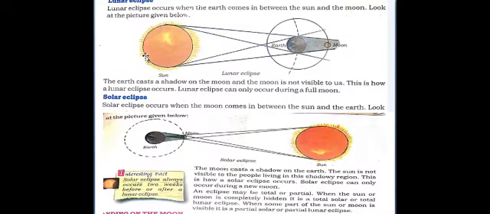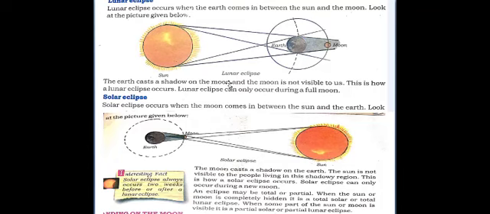So here in our book, lunar eclipse is written as: a lunar eclipse occurs when the earth comes in between the sun and the moon. And look at the picture given below. We already observed that. The earth creates a shadow on the moon, and the moon is not visible to us. Obviously, as the moon is in this zone, the shadow of the earth falls directly on the moon. This is how a lunar eclipse occurs, and a lunar eclipse can only occur during a full moon. You must remember that a lunar eclipse can only occur during a full moon, but not in every full moon.